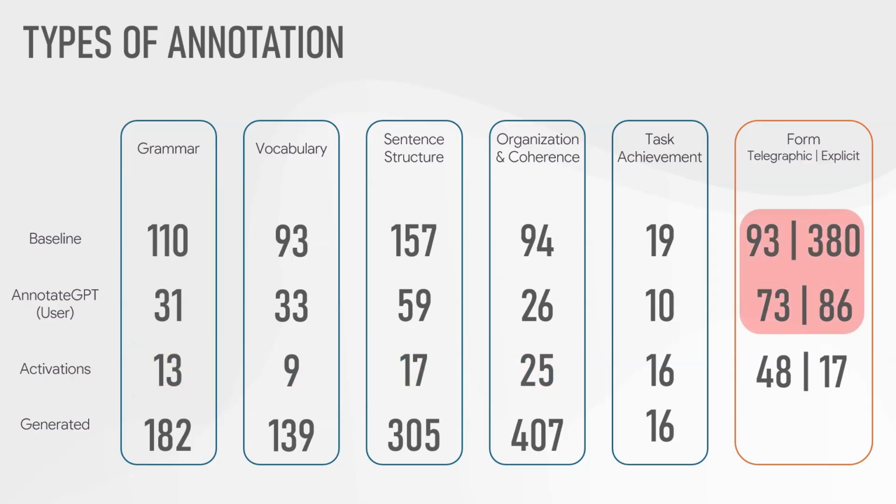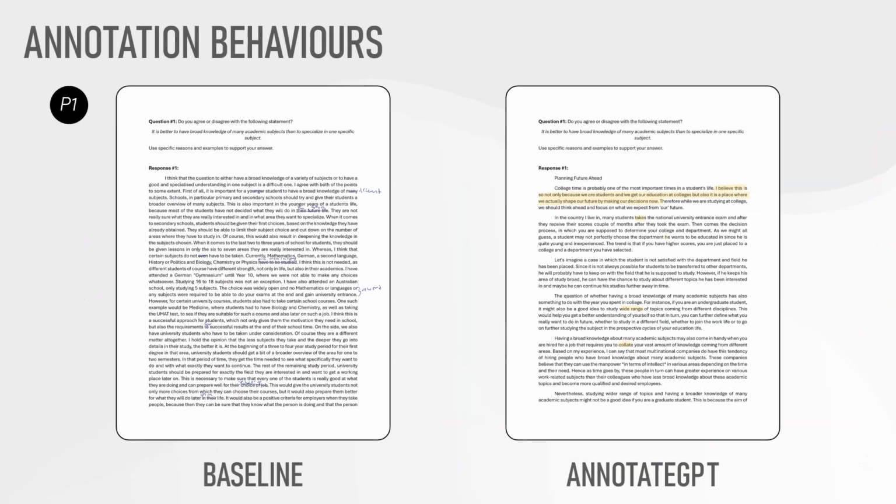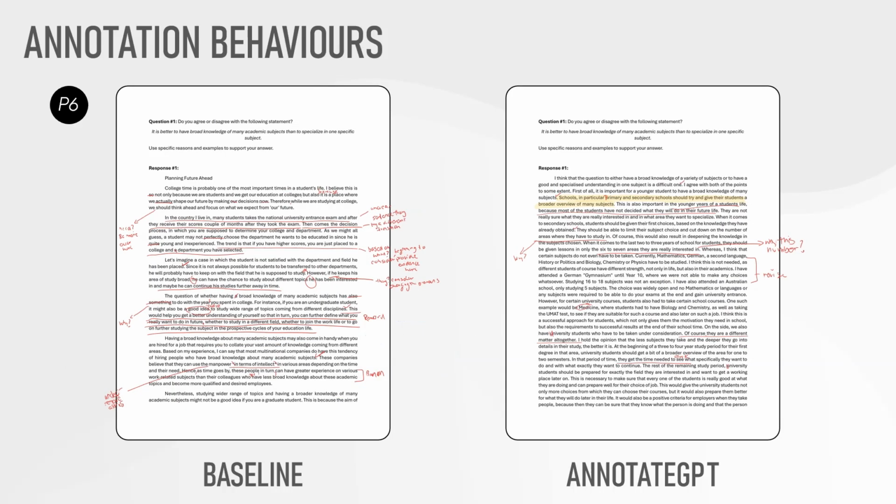Regarding form, telegraphic annotations were more frequent with AnnotateGPT than at the baseline, suggesting that participants engaged less deeply with the text. Here is an example of P1's annotations. You can see that for the baseline, their annotations are usually accompanied by textual feedback, whereas for AnnotateGPT, the feedback is absent and only highlights are used. The same applies to P4, where only circles are used, and P6, which shows minimal feedback compared to the baseline. This suggests that participants are relying on AnnotateGPT to produce fuller comments while providing very little explicit textual feedback themselves.